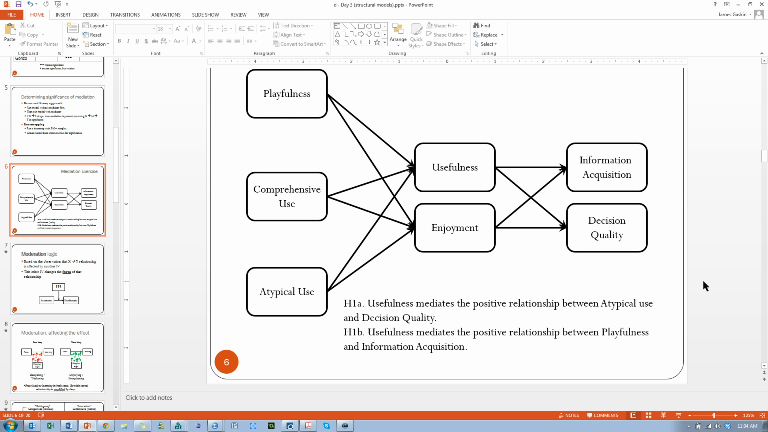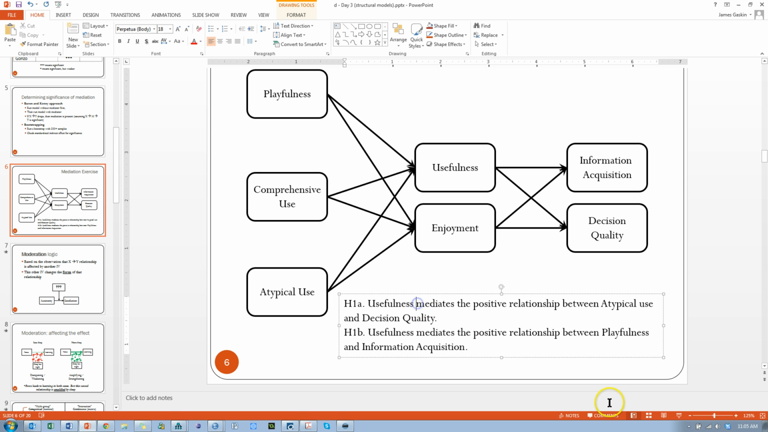If you have positive and negative, how will you express it? Like if playfulness to usefulness was positive and then from usefulness to information was negative, you'd say something like usefulness negatively mediates the positive relationship. Sounds funny, but it's getting really specific. Or you might just do this. Get rid of that and get rid of that, and then in the findings say what it was and say how that was interesting. You could say mediate such that the relationship between playfulness and usefulness is positive, but usefulness and info acquisition is negative. And that gets really complicated.